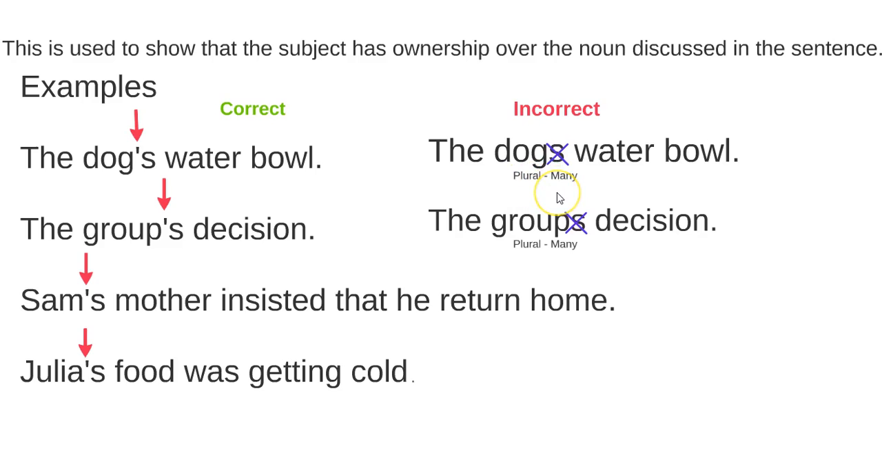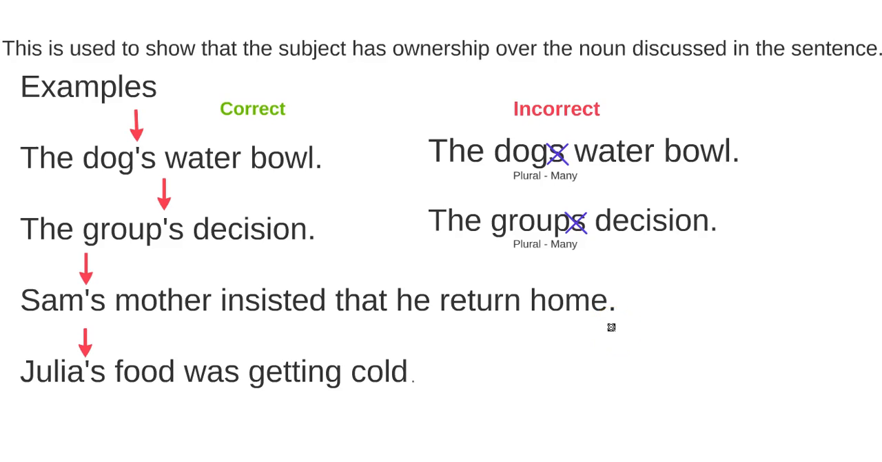Here, if we don't use the apostrophe, it means dogs, many, or plural. So it means the dogs water bowl, as in many dogs, and the sentence has no meaning. Again, in this example, the group's decision, the apostrophe shows that the decision belongs to the group. If we just say the groups decision without an apostrophe, it means many groups. And again, this sentence has no meaning.